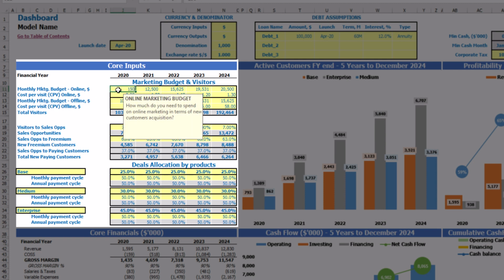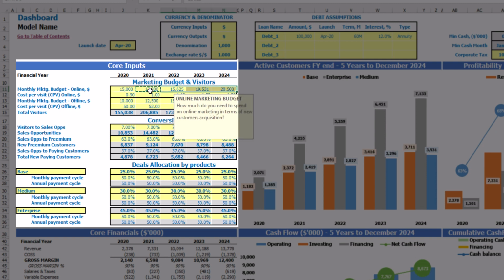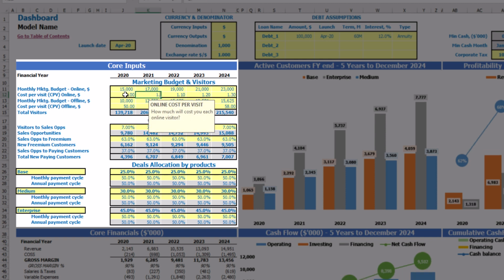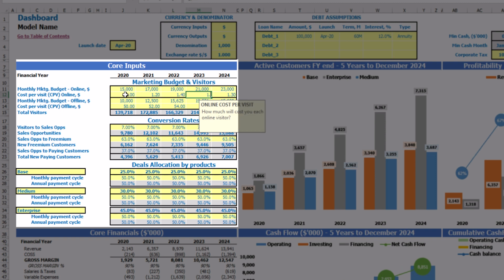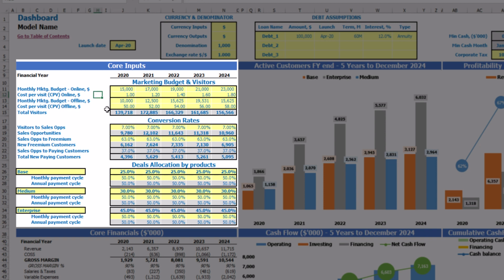Let's pretend you have $15,000 in average per month in the year 2020, and each next year you will have additional $2,000 per month for your online marketing budget, up to $23,000 in the year 2024. The next step is to set up the cost per visit. For example, $1, 1.2, 1.4, 1.6 and $1.8 in year 24. As a resulting line, you have total visitors by years, which you should convert using the conversion rates within your sales funnel to new paying customers.